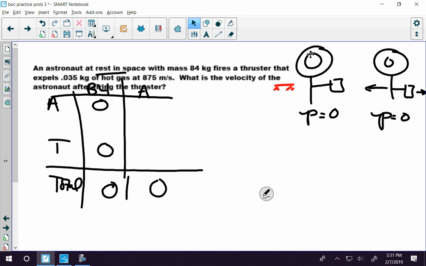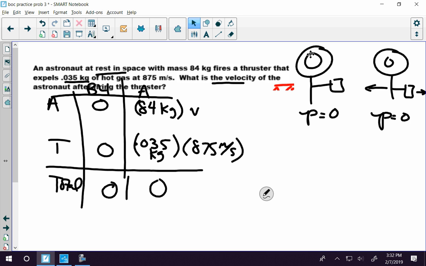So how fast is he going? I don't know, because that's what we're trying to find, right? 84 kilograms. And we want to know the velocity of the astronaut according to the question. So let's just say V. Now the gas, not very much. It's not very heavy, but this is how many kilograms of gas we have. About 35 grams of gas, but it's going very fast.